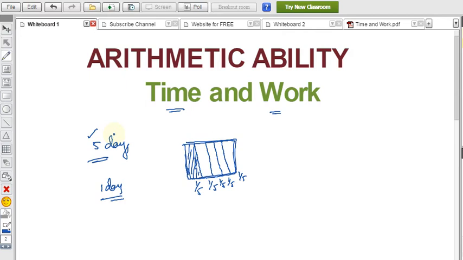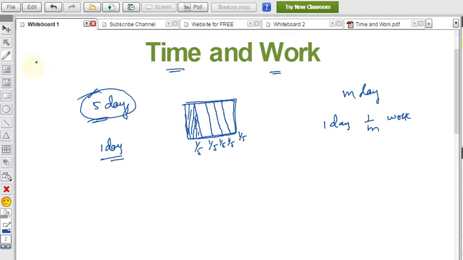That means if a person can do a work in certain days, for example 5 days or some m days, then in one day he can do 1/m of the work. So 1/m part of the work he can do. Like this, based on the situation, there are some important points. I'll write all the points one by one. These points will be helpful to solve the exercise problems from any competitive exams.